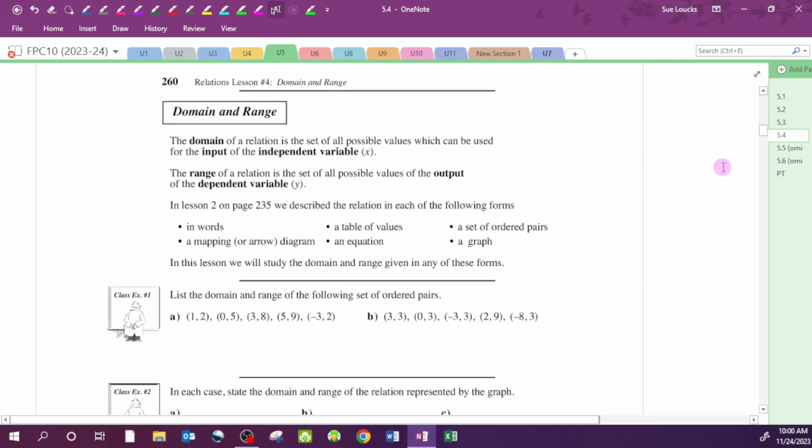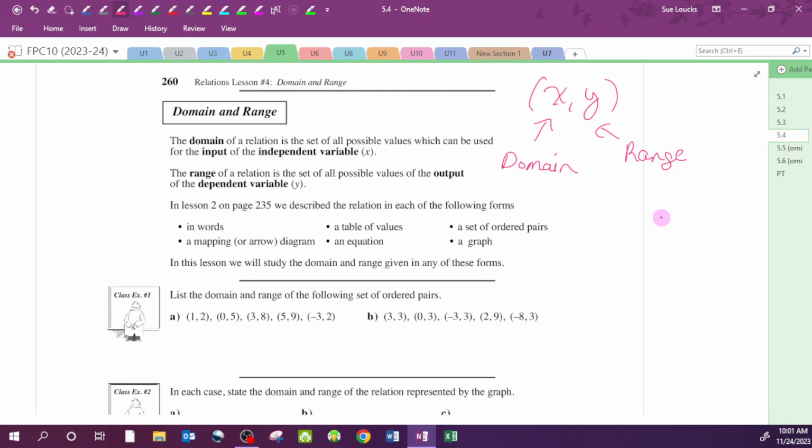Okay, domain and range. Domain of a relation is the set of all values that can be used for the input or the independent variable, which we often, X is our default value. And range is all the Y or the output values. So conveniently, we always do our ordered pair as X, Y. And so this is the domain, and this is range. And they're both in alphabetical order, like X, Y is alphabetical, domain and range is alphabetical. That's how I would remember which one is which, okay?